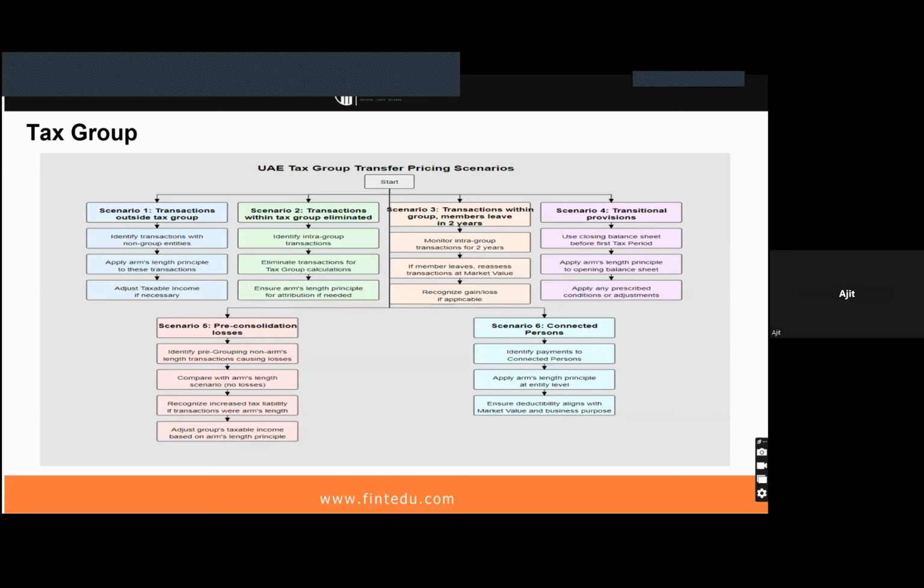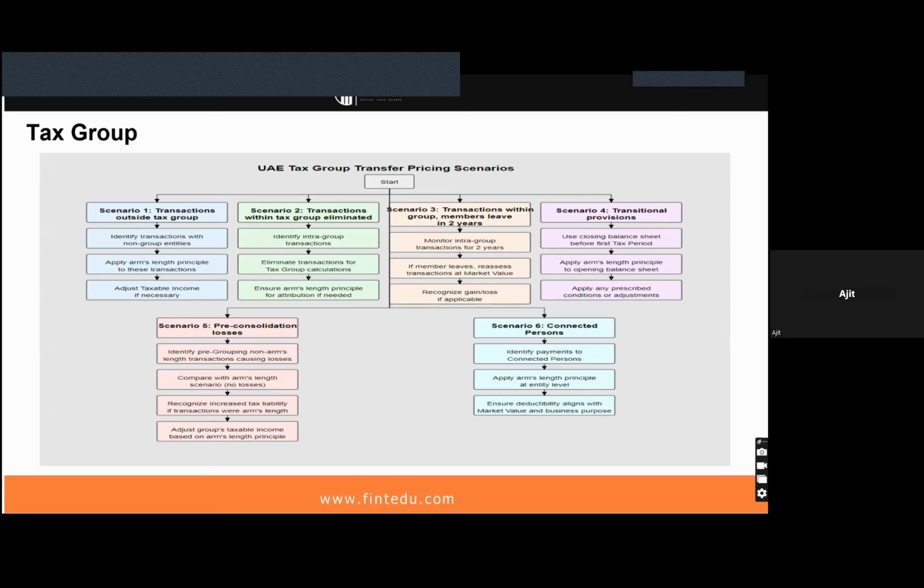Now there's a catch here. If any member of the tax group leaves before the 2 years, then whatever transactions were entered previously need to be reassessed and tax paid accordingly. So that needs to be seen when the tax group member leaves. So that is the second. First scenario is outside the tax group. Second is the elimination. The third is if the member leaves the group. The fourth is transitional provisions.